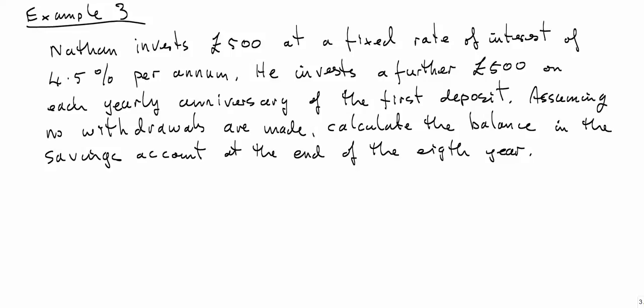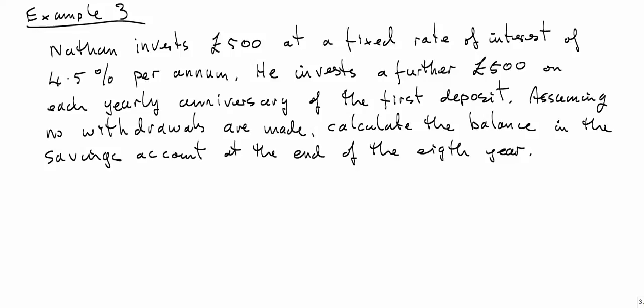Now, with this sort of question, it's a good idea to write down what's going on at the key points in the timeline. So at the beginning, what happens at the end of each year when we have interest, at the beginning of the next year when we have a deposit. So we write down what's happening, and then we should be able to see a pattern.